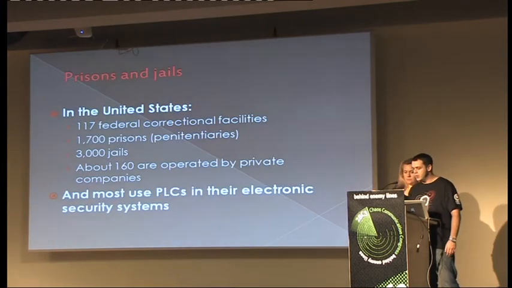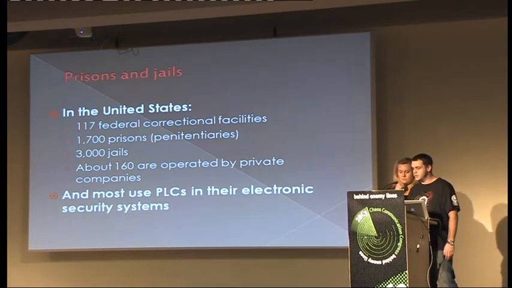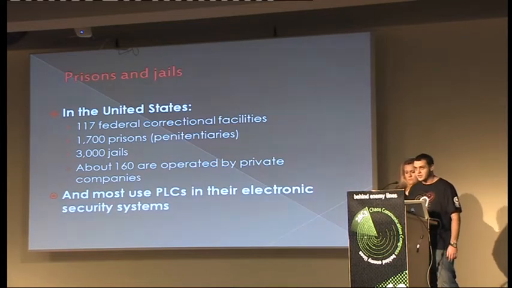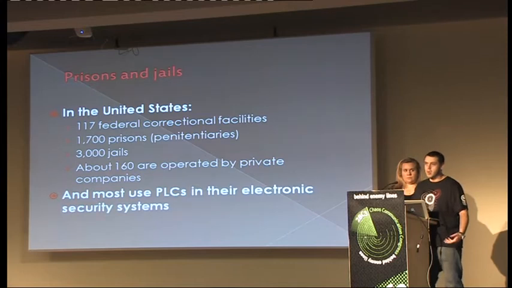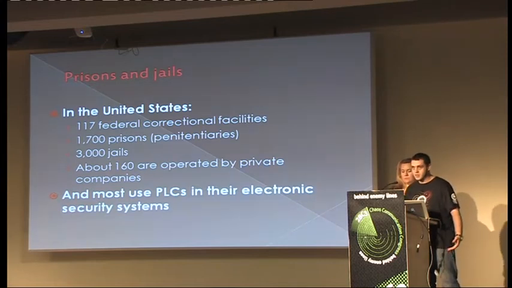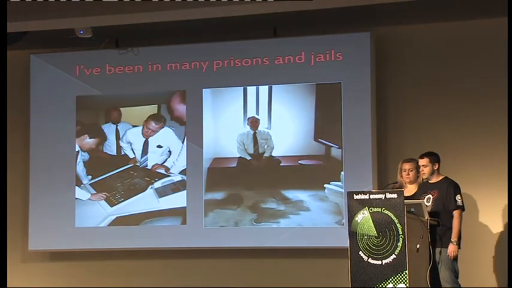All right, so in the United States, there's about 117 federal correctional facilities. There's about 1,700 prisons and 3,000 jails. About 160 of those are operated by private companies. So most will actually use PLCs as well, except for the smaller facilities where it's not necessary.